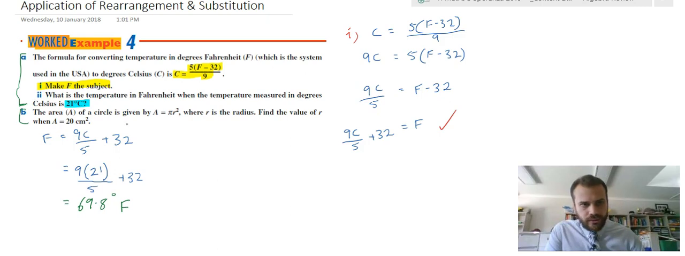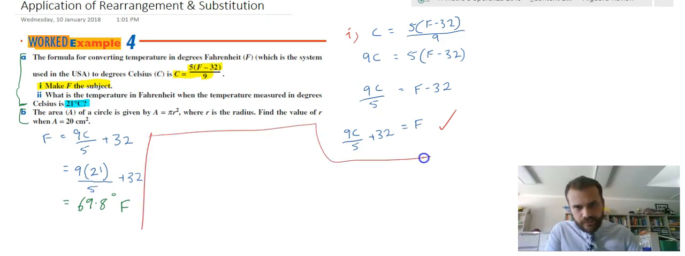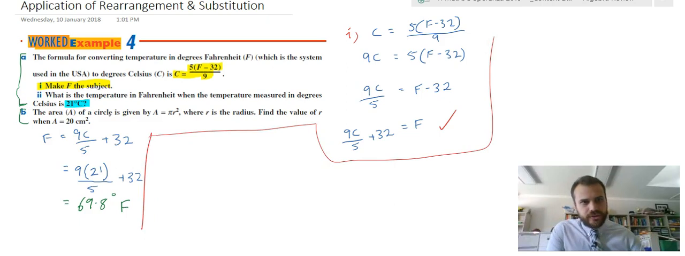Okay, so we're going to do this area question here. The area of a circle is given by A equals pi r squared, where r is the radius. Find the value of r when A equals 20 centimeters squared. So we want to find out what r is. Now, we could do this two ways. We could say A equals pi r squared, and we could sub the number 20 in for A, and then rearrange that to make r the subject.